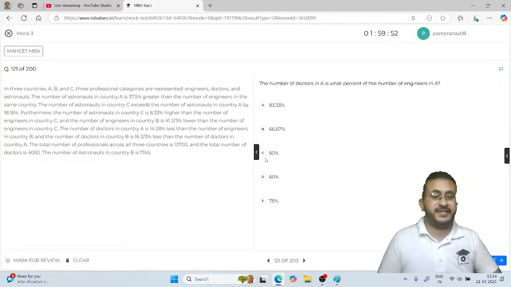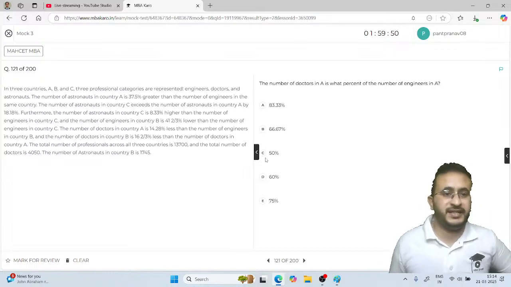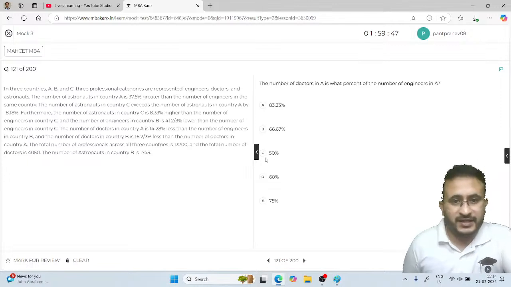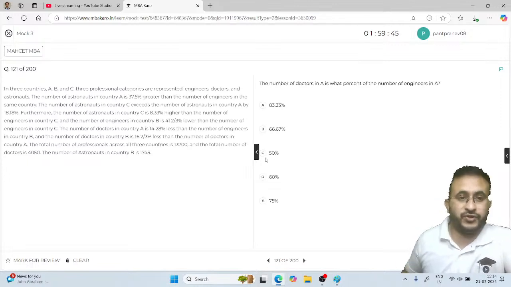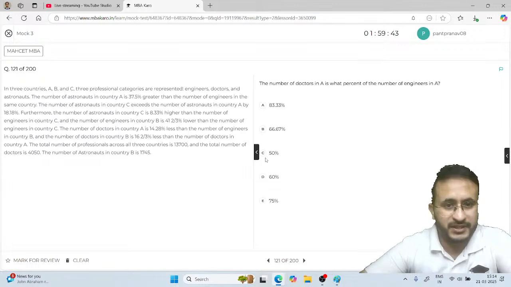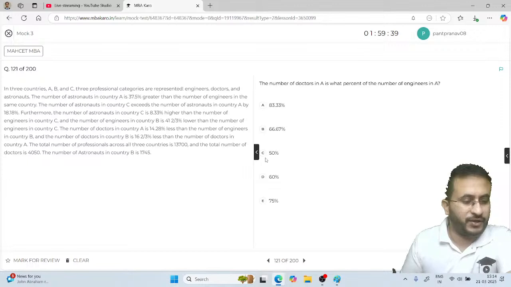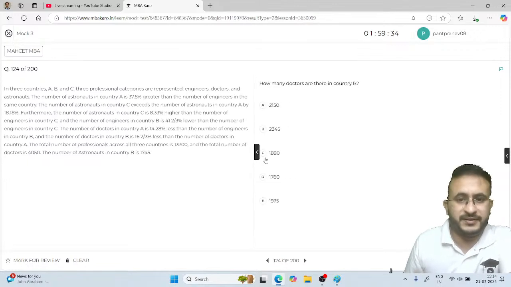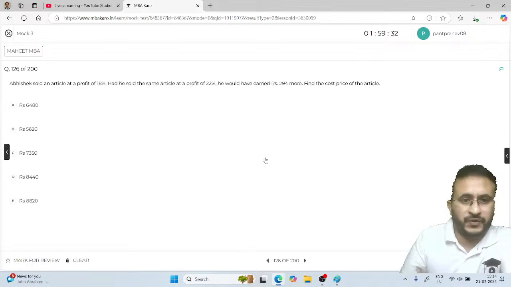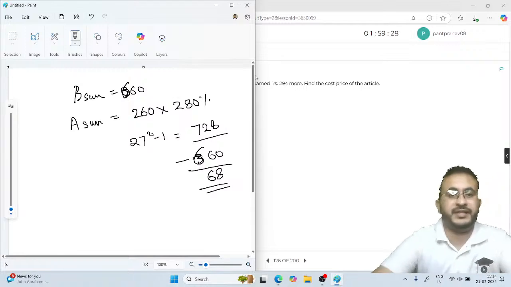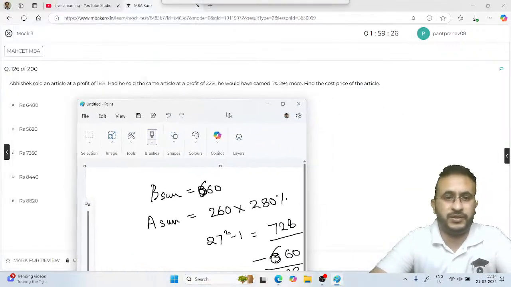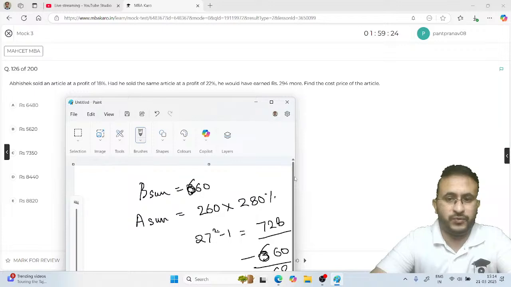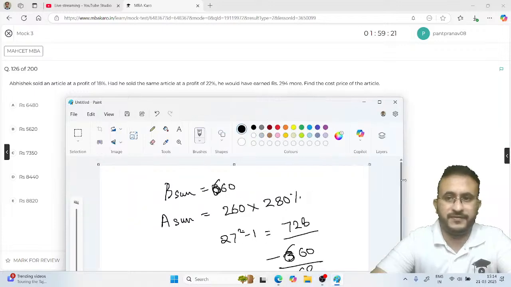Okay, so now this is a caselet. It says that there are three countries A, B, C and there are engineers, doctors and astronauts and a lot of percentage values are given. So let us skip it for now. Okay, calculation lag raha hai isme. So we'll come back to it later and then see it. Okay, so now let's see the individual questions which probably could be solved in lesser time. So let's solve these quant questions.